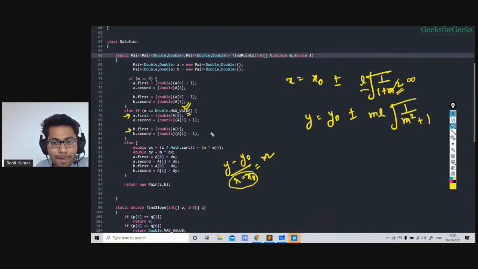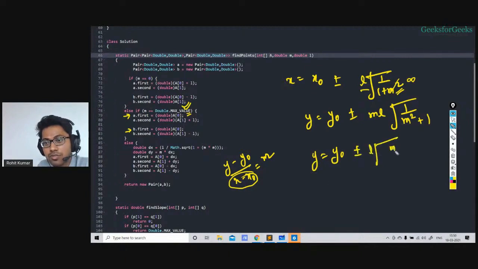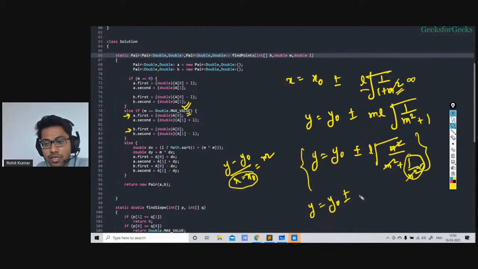Okay, see, when I say that my slope is infinity, what does that mean? If I try to put it over here, let me try to reframe this formula. Plus minus, let me take the m inside, okay. So this becomes m square by m square plus 1. If I divide both numerator and denominator by m square, I get something like this, right? Now if I put infinity over here, this will become 0, and this will become under square root of 1. So finally my value of y becomes y naught plus minus L. And there you go. That's what you see, right? You have plus minus L in your a dot second and b dot second.